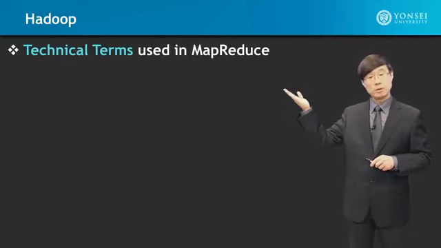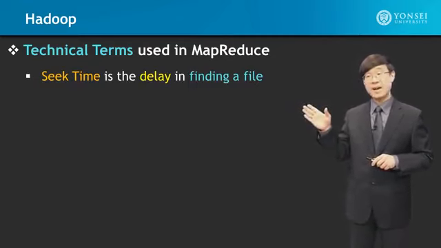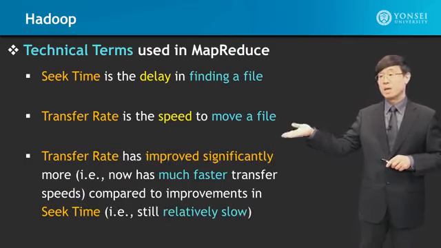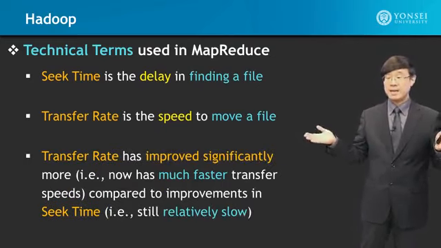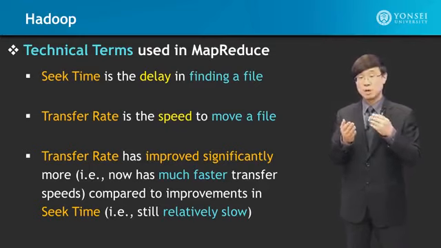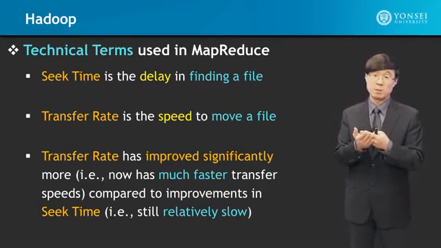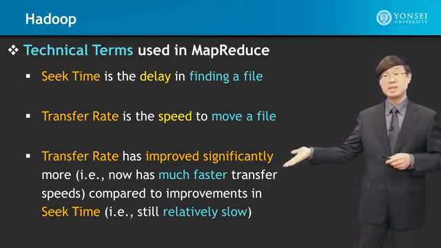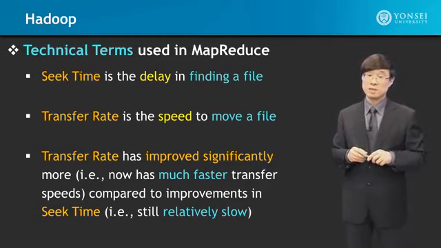Technical terms used in MapReduce. We'll first look into seek time. Seek time is the delay in finding a file. Transfer rate is the speed to move a file. Transfer rate has improved significantly more. And this means that the networking equipment and the networks that support this have much more bandwidth, much higher throughput, and are much faster and much more reliable. On the other hand, we have seen very little improvement in the seek time. So still the seek time within a database is still relatively slow.